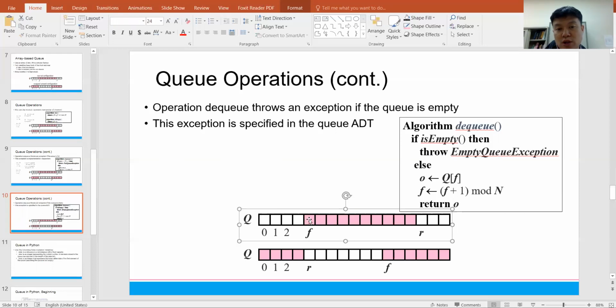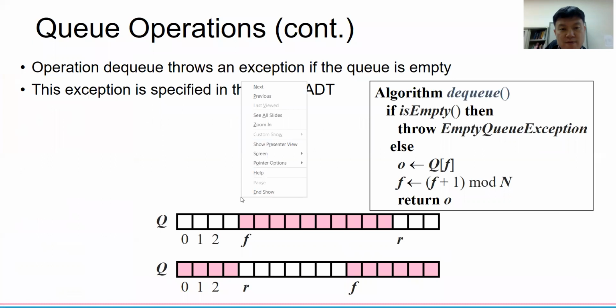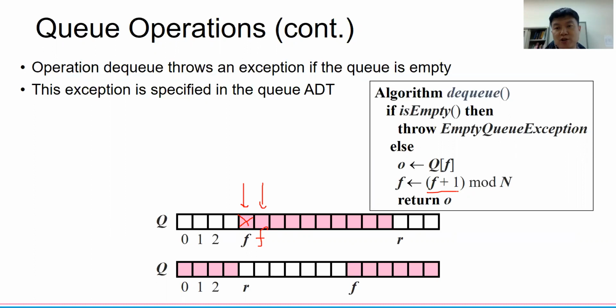Once you remove this F, of course, this element will disappear and the new F will be here. So this will be the new F. That's why we do F plus 1 mod n. It's the same with this one. If I remove this element, then the new F will be here.